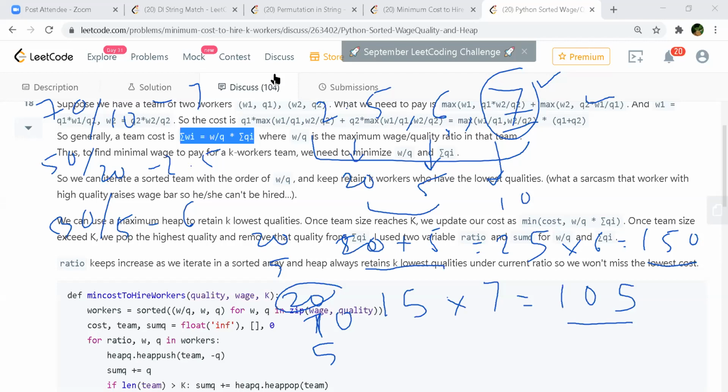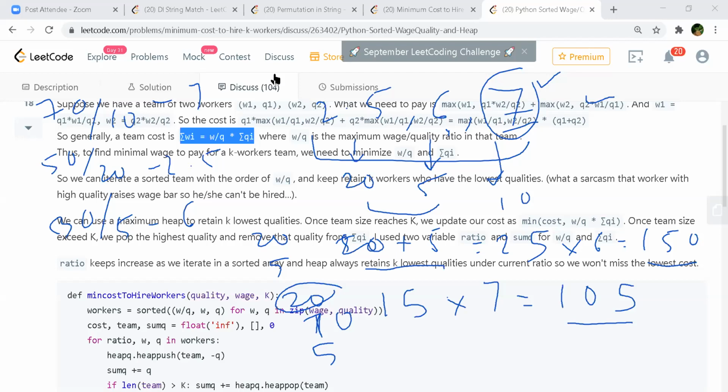Basically, we are running a max heap on the quality only, to get the workers of optimum quality. Yes, I have used the max heap for obtaining W by Q, like I have inserted these W by Q ratios. Okay.